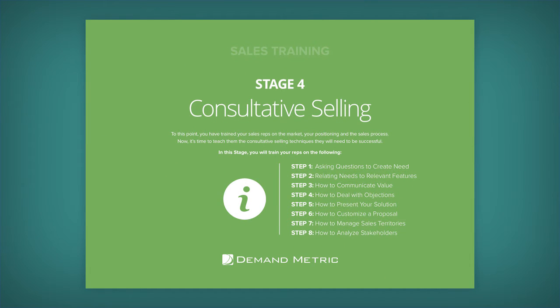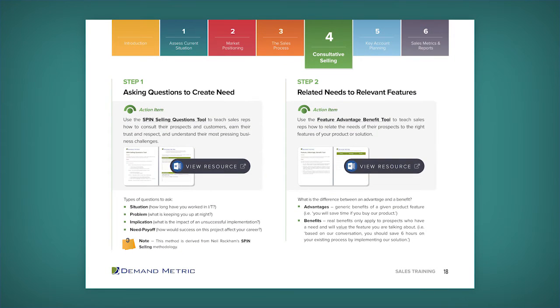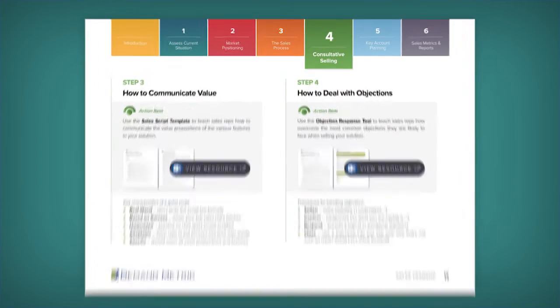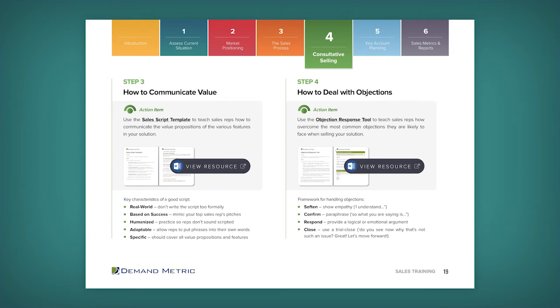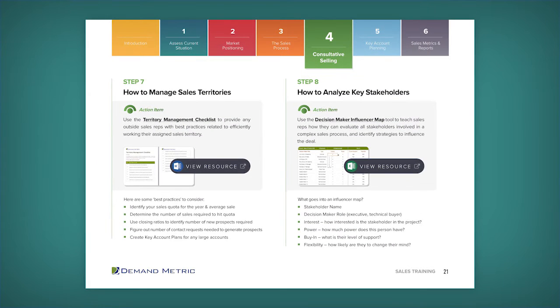In stage 4, it's all about consultative selling. You start by asking questions to create need and then relate those needs to relevant features. You move on to how to communicate value, how to deal with objections, how to present your solution, how to customize a proposal. And then we move on to how to manage sales territories and how to analyze key stakeholders.